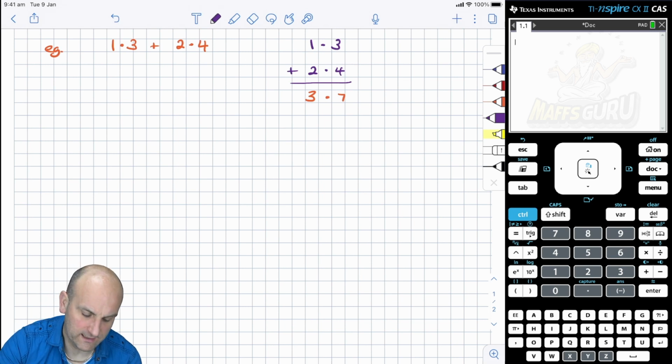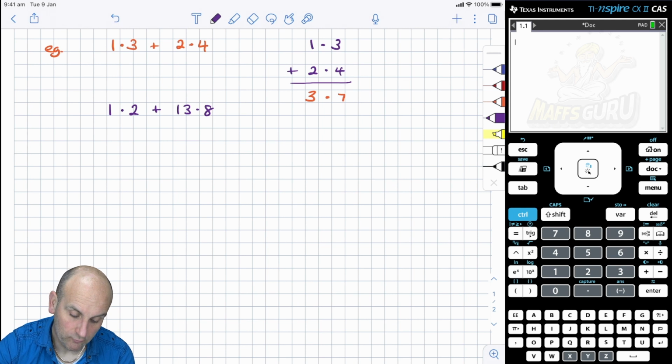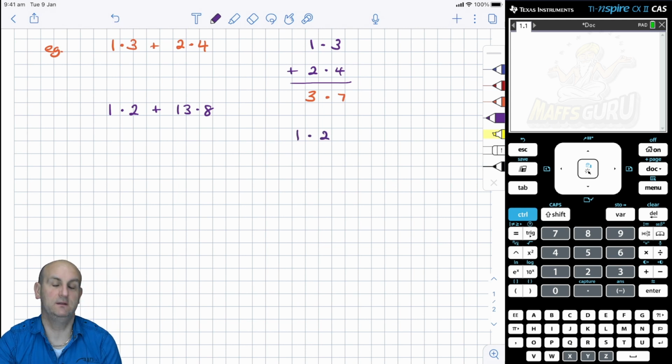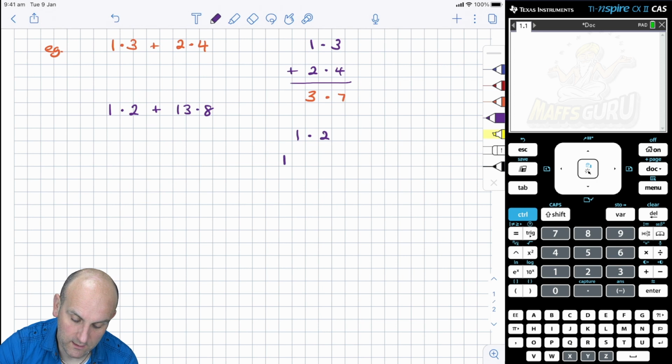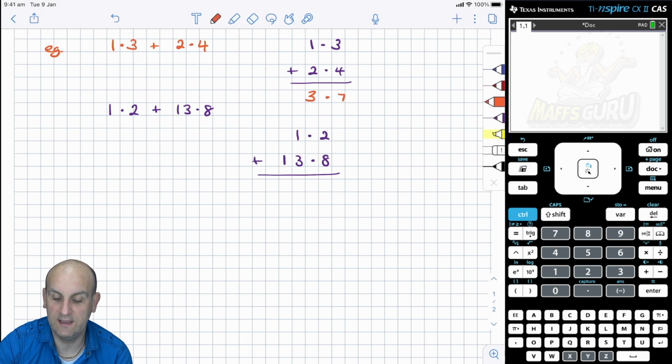But what about things like 1.2 plus 13.8? Same thing. Write it out as 1.2. Now, obviously, that's just got units and tenths. Now we've got tens, units, and tenths. So what I'm now going to do is write 13.8. So I've just introduced a new column. That's okay, but we add them together.